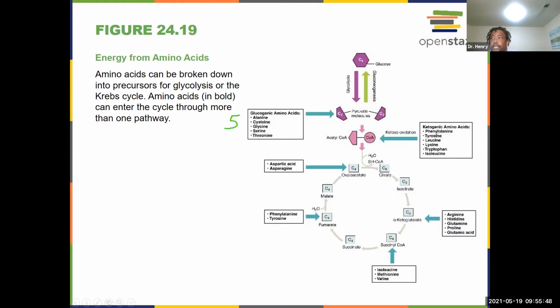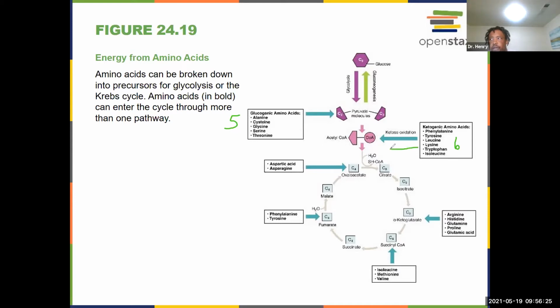Okay. The ketogenic, right? So those are the ones that are going to be kind of like those fats that we had, right? And so we're going to be burning that fat, okay? So these guys are going to have long carbon chains. They're going to be hydrophobic, okay? So these guys, that's alanine, that's going to be tyrosine, that's leucine, that's glycine, tryptophan, that's isoleucine. So then that's another 6, right? So those guys are going to be entering at the level of the acetyl-CoA.